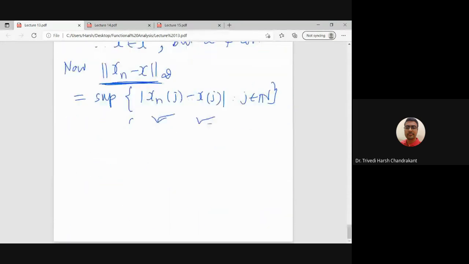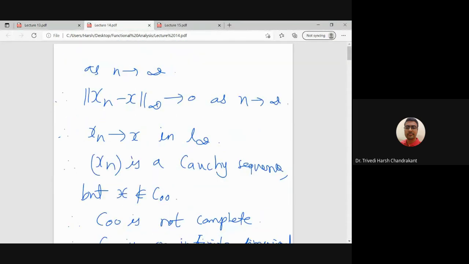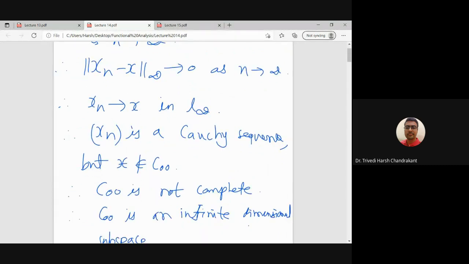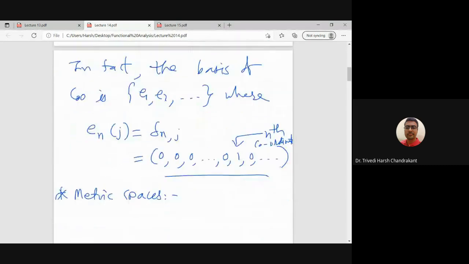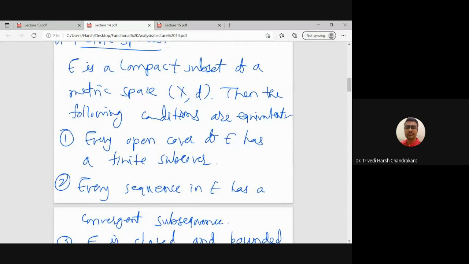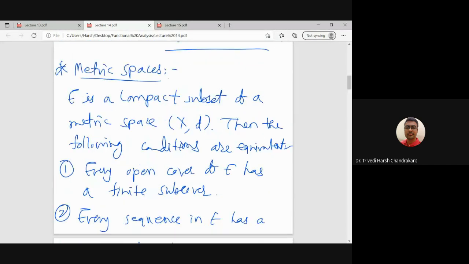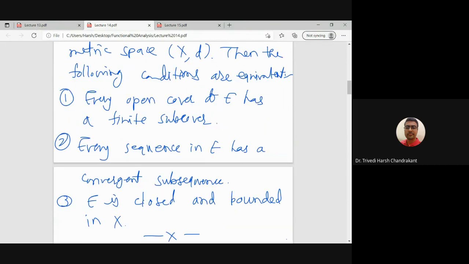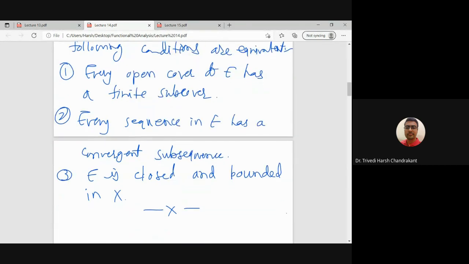So we have discussed that in C00 we have a sequence which is Cauchy but it is not convergent. Therefore C00 is not complete. And then we revised one result of metric spaces. In metric spaces, compactness is characterized by sequential compactness, right? And the Heine-Borel property, that is, a subset of a metric space is compact if and only if it is closed and bounded.